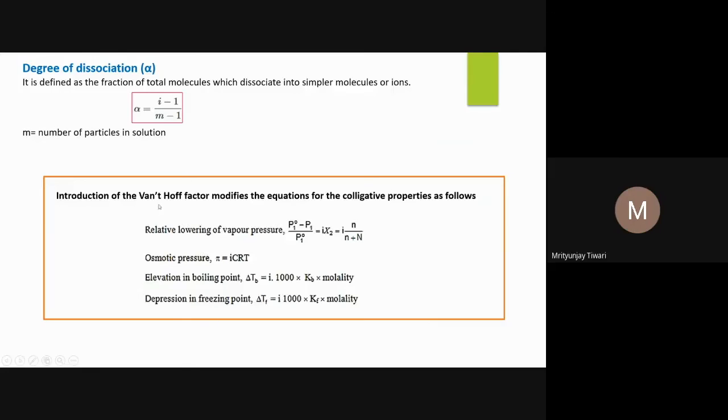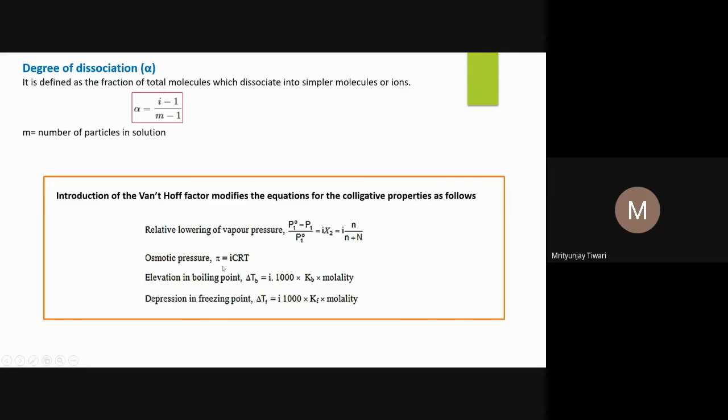So the introduction of the van't Hoff factor modifies the equations for the colligative properties that follow. The relative lowering of vapor pressure, (P1 naught minus P1) divided by P1 naught, where P1 naught is for the pure solvent and P1 for the solution, is equal to i into X2. X2 is the mole fraction of the solute, and now it will become i into X2. And i into X2 is i into n divided by (n plus N), where small n is the number of moles of the solute.